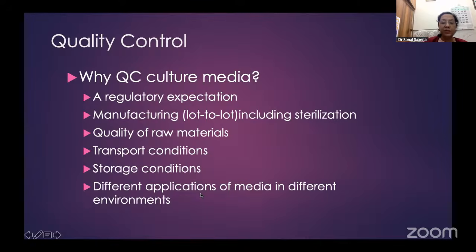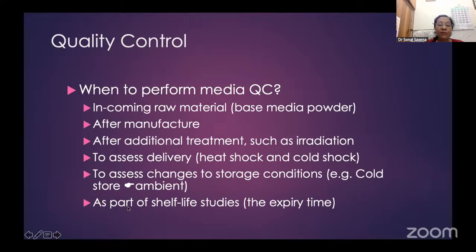It gives different performance in different environments. Many a time we realize we never asked for this type of MacConkey, but we got another one. So unless you do QC, you will not realize what's happening. So if you have an incoming raw material, or you've changed your base, or a batch has changed from the manufacturer, or you've done an additional treatment, for example your lab has a lot of growing contamination and you've irradiated it with UV light, or you've done heat shock or cold shock, and to assess changes to storage conditions as part of the shelf life study. You want to know when it expires.